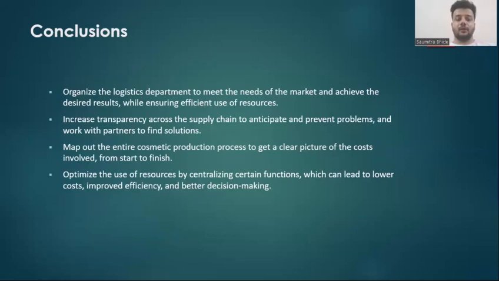Then we need to map out the entire cosmetic production process in this case to get a clear picture, so that the cost involved can be reduced, from the start to the finish, which will be an effective way. And also we need to optimize the use of the resources by centralizing all the functions, which will lead to lower cost, and the efficiency will also be increased and the decision making process will also be better.